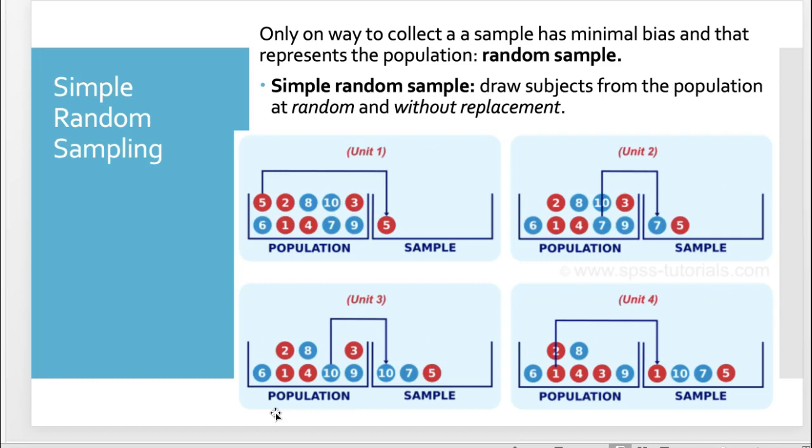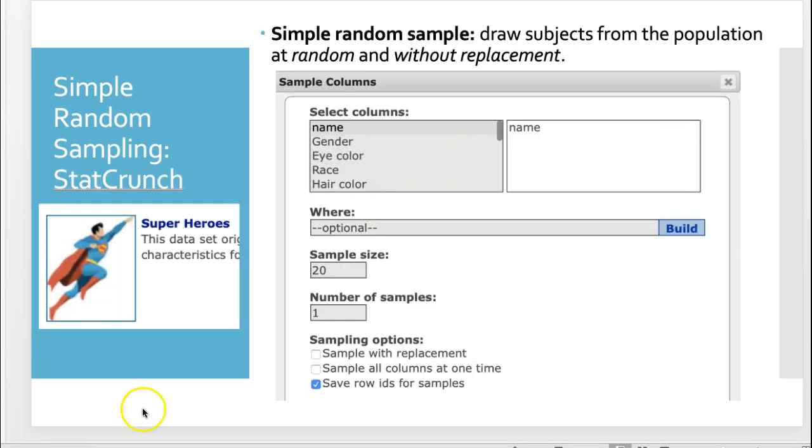So pretty much, if I were to randomly sample Moorpark College students, I would just have a long list of, say, student ID numbers for all 12,000 on an Excel sheet or in StatCrunch, and I would use that to randomly select my sample. What I'm going to do for this last bit is show you how we do a simple random sample from a population without replacement from a data set in StatCrunch.